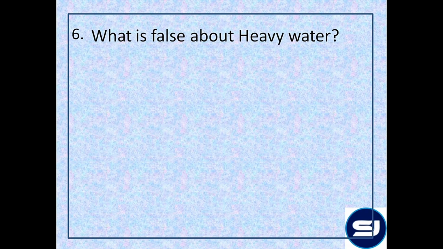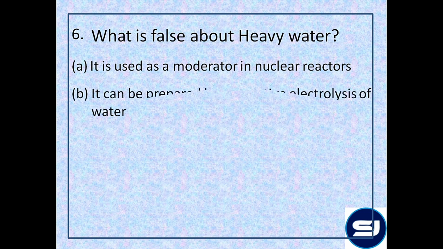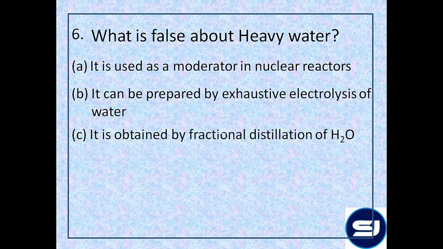What is false about heavy water? Heavy water is nothing but D2O or deuterium oxide. It is used as a moderator in nuclear reactors. Yes. It can be prepared by exhaustive electrolysis of water. That is how heavy water is actually prepared. Correct statement. It is obtained by fractional distillation of water. False. It can't be obtained by fractional distillation of water or just boiling the water. It needs to be prepared by exhaustive electrolysis.